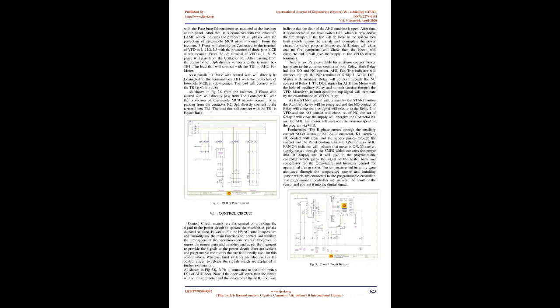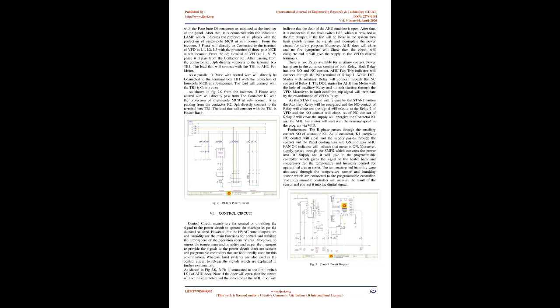As shown in Fig 2.0, from the incomer, three-phase with neutral wire will directly pass through the contactor K2 with the protection of single-pole MCB at sub-incomer. After passing through the contactor K2, 3PH directly connects to the terminal box TB1. The load that will connect with the TB1 is the heater bank.